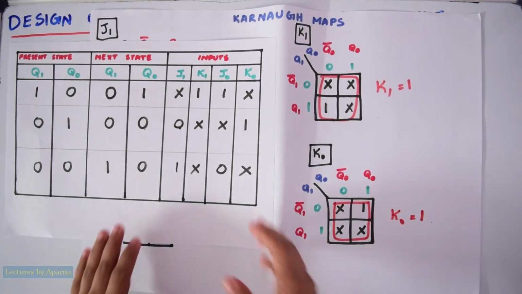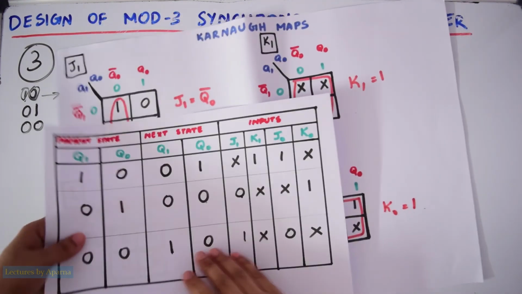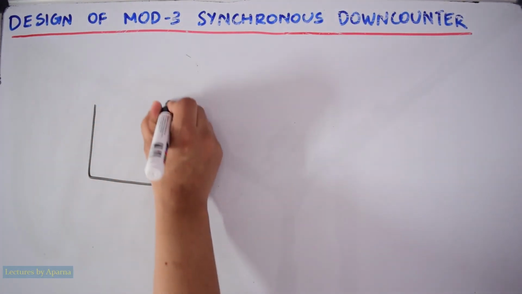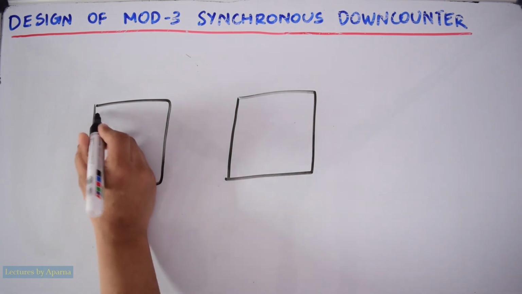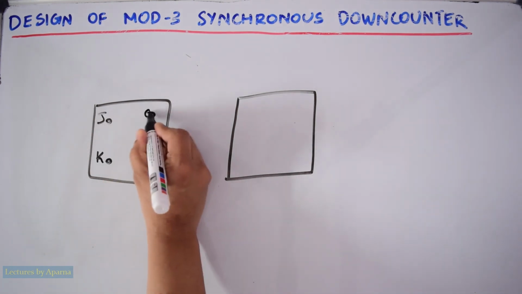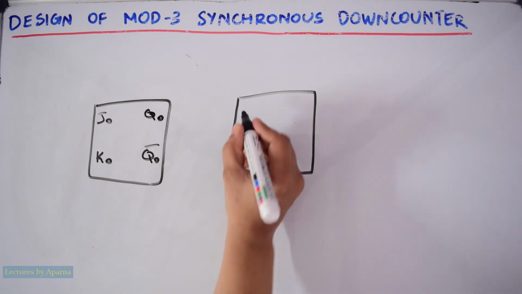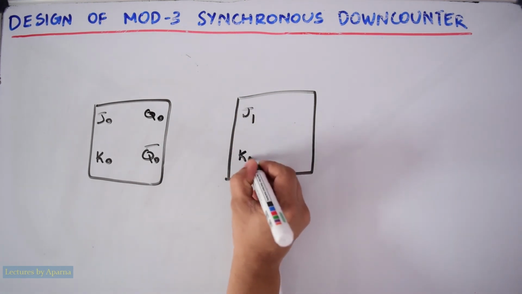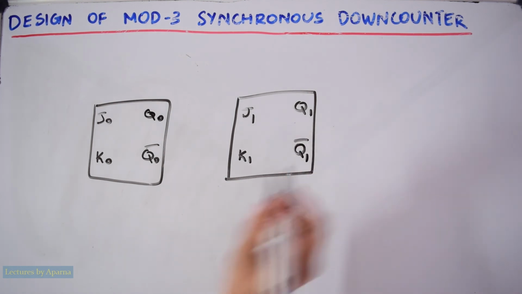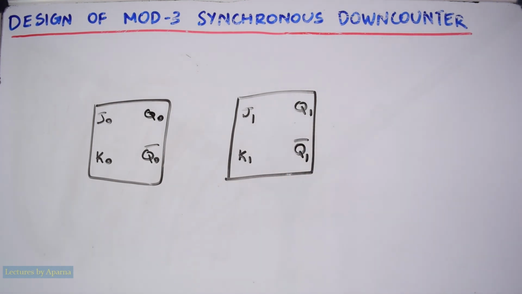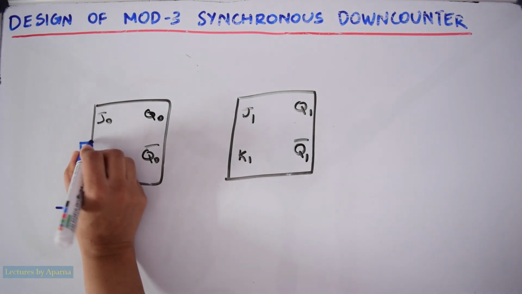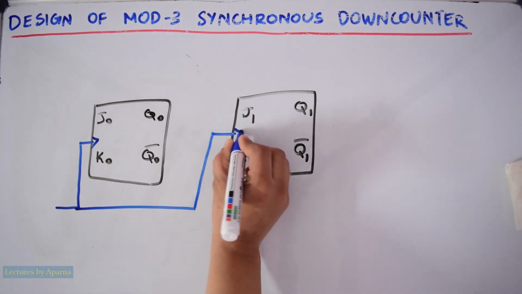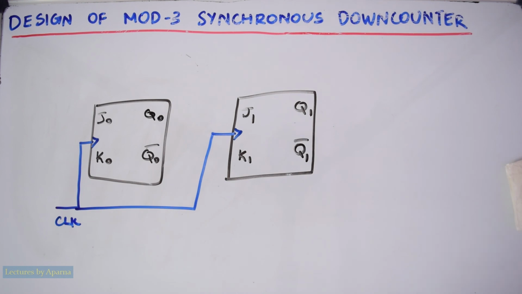By looking at these expressions, we can now draw the circuit diagram. So we have to draw two flip-flops. This is input J0, K0, output Q0 and Q0 bar. This is J1, K1, Q1 and Q1 bar. Now we can draw the connections. Since this is a synchronous counter, we are giving clock signal simultaneously to both flip-flops. So this is the clock signal.